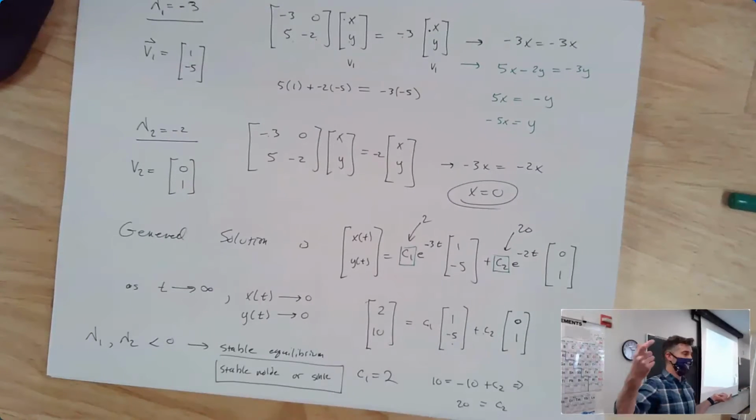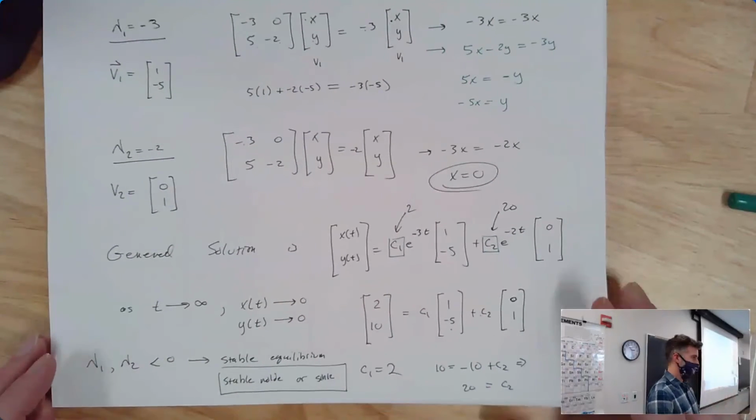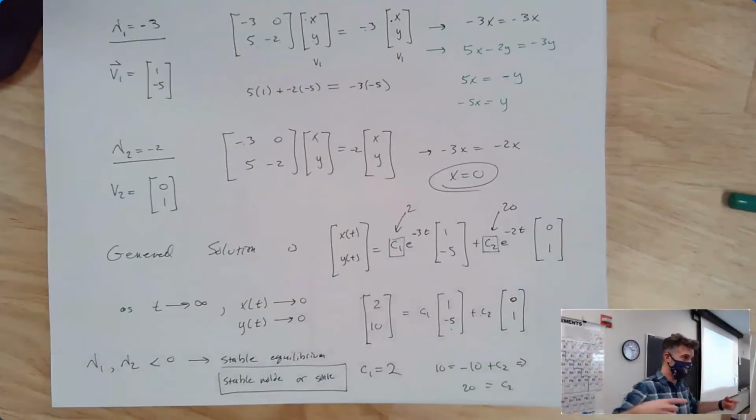Both the eigenvalues are positive, you have an unstable node. And if you have one of each, which we'll see next time, you have what's called a saddle, where you're kind of going towards it in one direction and away from it in another direction. Kind of like a saddle, right? Like you go down towards it and then you go down away from it.